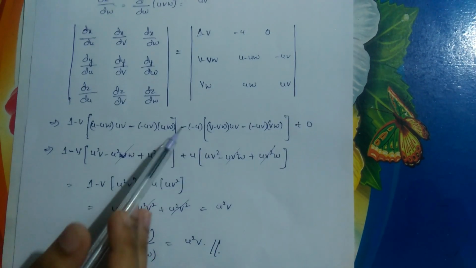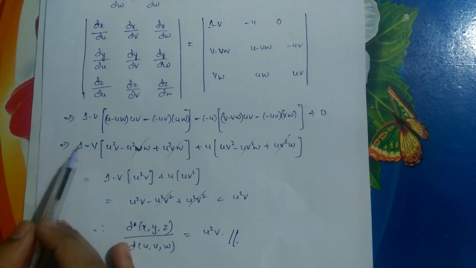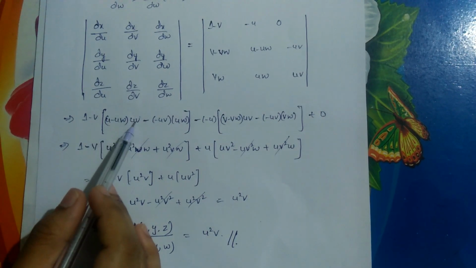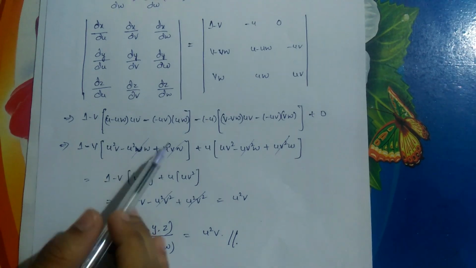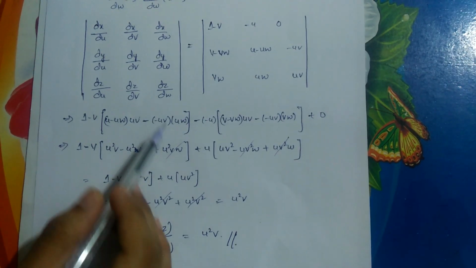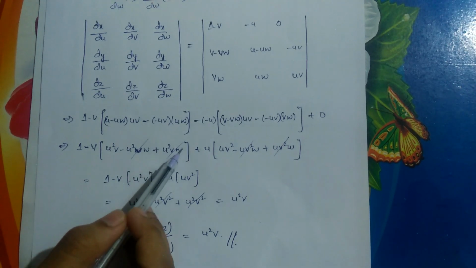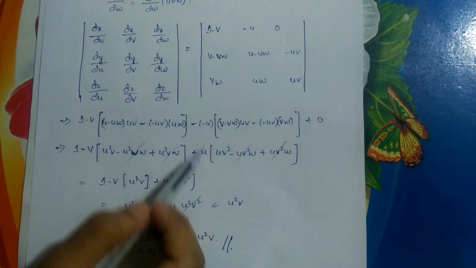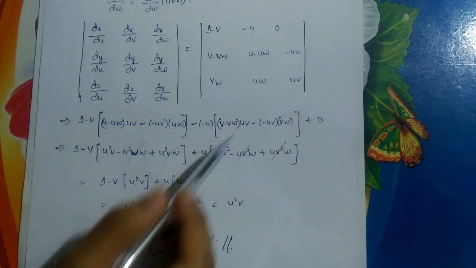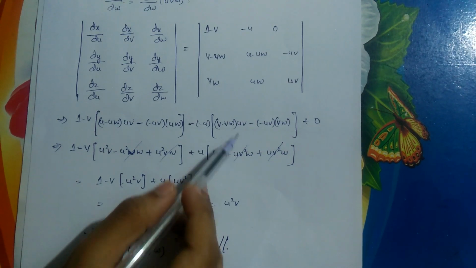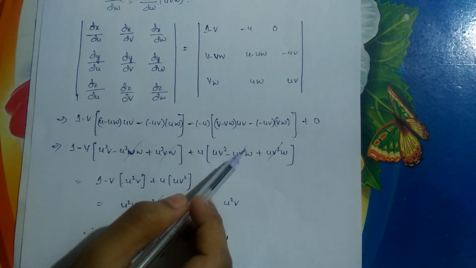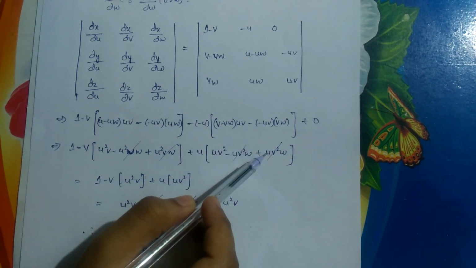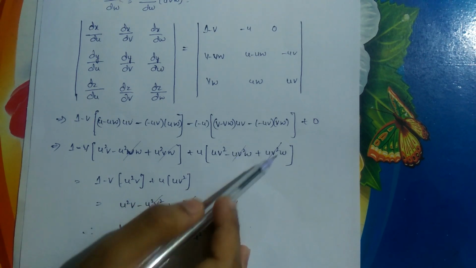So now solve this. Here (1 minus v) into u into uv is u square v, minus uw into uv is u square vw, and minus into minus is plus, uv into uw is u square vw. So minus u square vw and plus u square vw get cancelled here. Plus, minus into minus plus, u into uv into v is uv square, minus uv into vw is uv square w, minus into minus plus, and uv into vw is uv square w. So these both terms get cancelled.